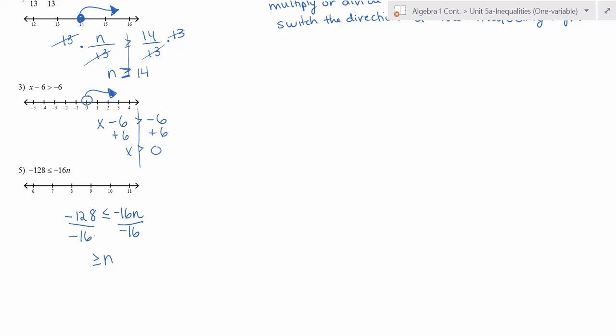Grab a calculator if you don't know it in your head. It is going to be 8. So n is less than or equal to 8. So I'm going to do a closed circle, and it's less than. Note that you read it from your variable. So n is less than or equal to 8. So it's going to be an arrow moving towards the left.